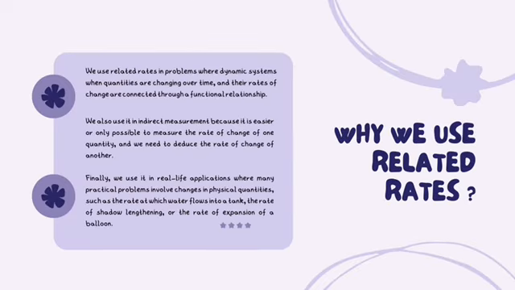So why do we use related rates? We use related rates in problems with dynamic systems when quantities are changing over time and their rates of change are connected through a functional relationship. We also use it in indirect measurement because it's easier or only possible to measure the rate of change of one quantity, and we need to deduce the rate of change of another.